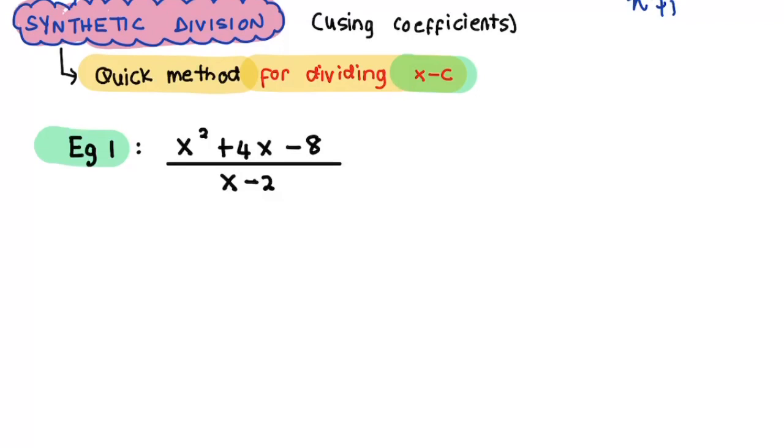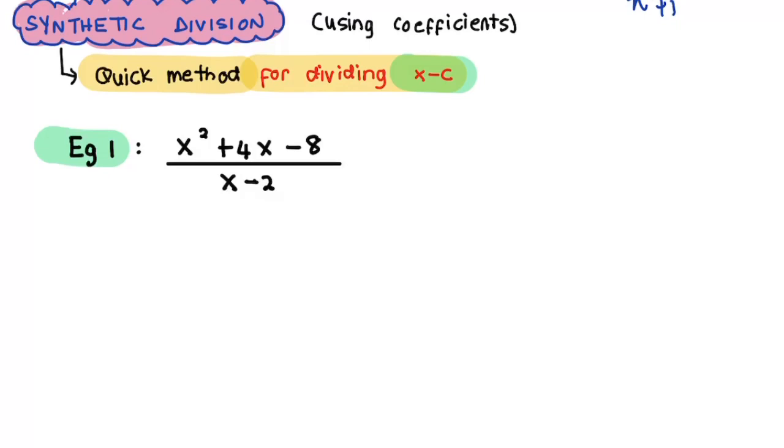Okay, for example, this question here, x squared plus 4x minus 8, you want to divide by x minus 2. So you know that if it is a linear x minus c, you can use synthetic division. Since your x is power of 1, this is a linear, therefore you can solve.